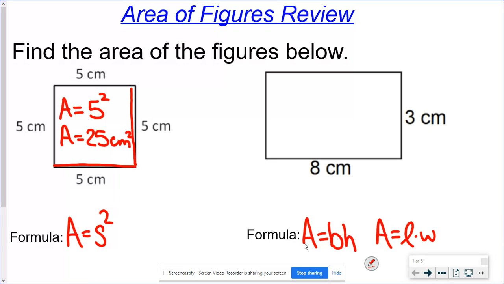For the rectangle problem, I don't necessarily need you when you do your own problems to do the work inside the shape. It just works out better the way that I've got it on the board right now. The base or the length would be 8, and the height or the width would be 3. So this is going to give me 24 square centimeters. And it should be read as square centimeters, not centimeters squared. I know that it looks like you should say the centimeters first and then the squared. It's just how we read that.